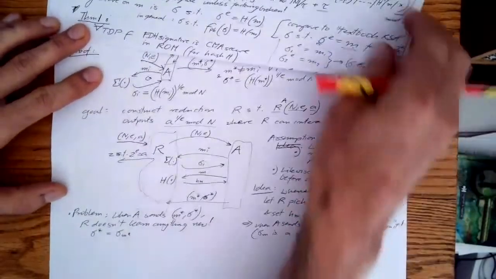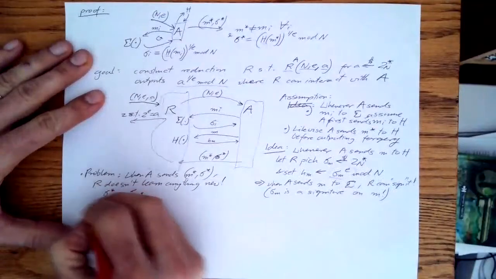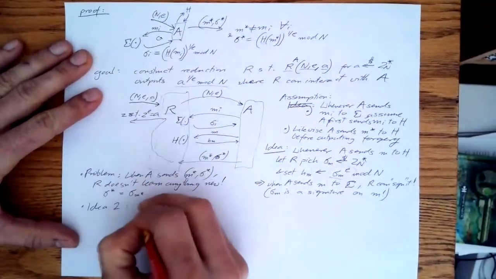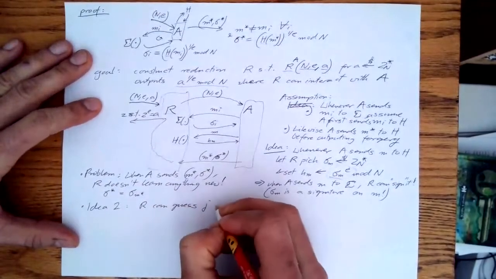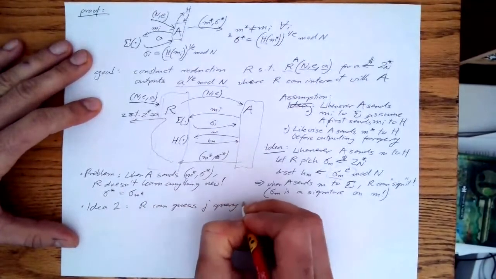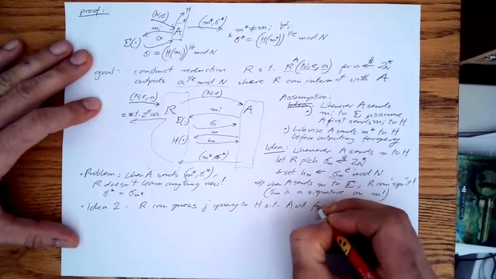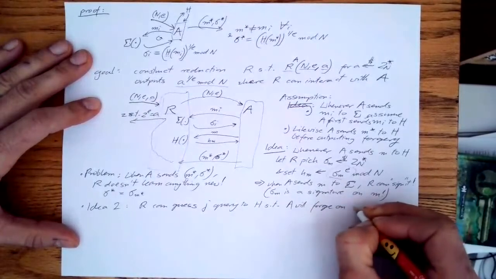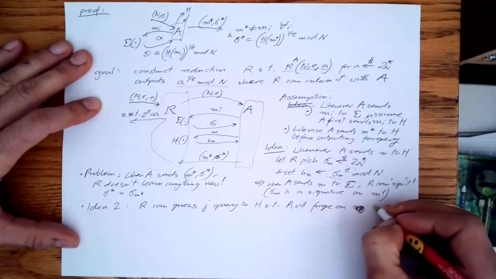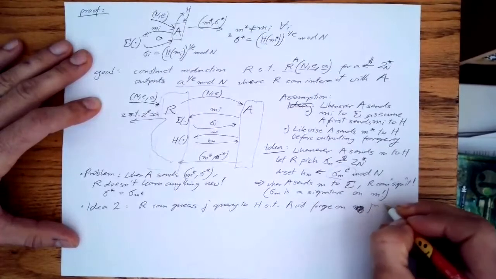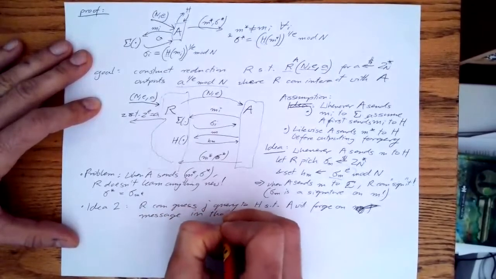But the good thing is, of course, the reduction doesn't have to know. So R can guess some J, J-th query to H, such that A will forge on MJ, well, on the message in that J-th query.